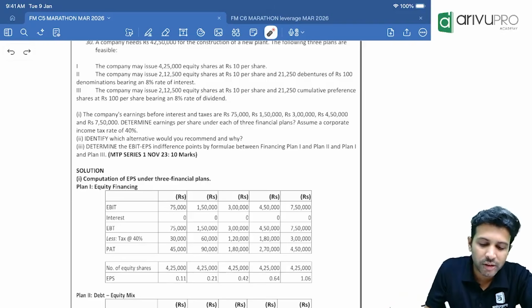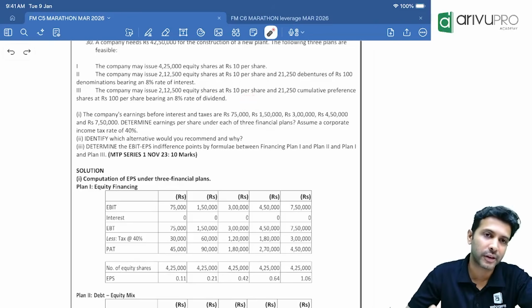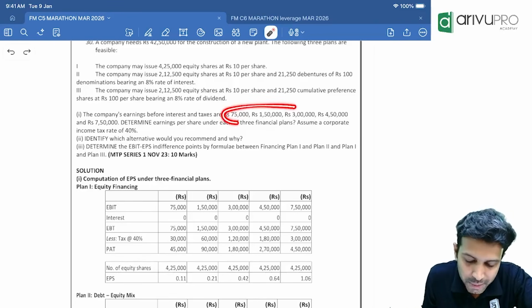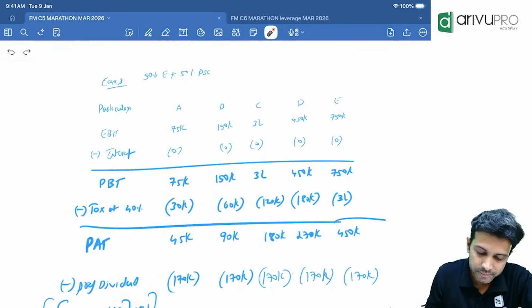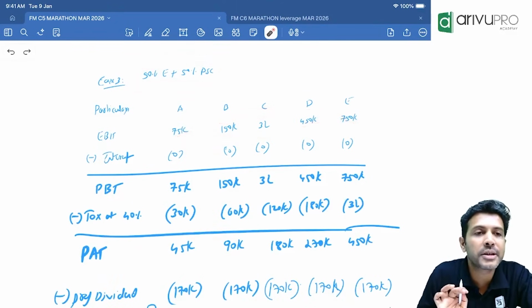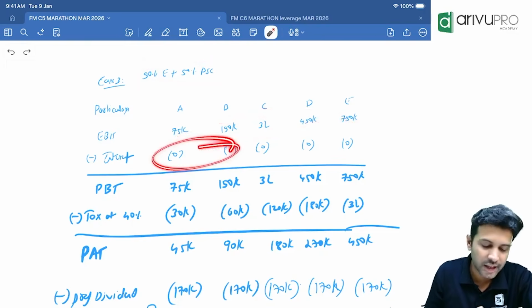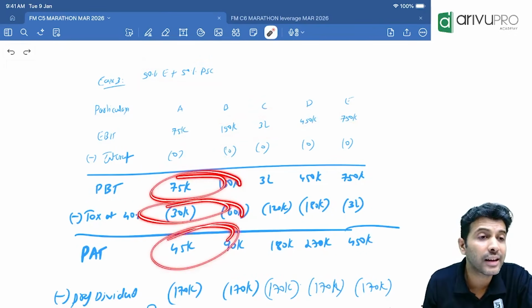So third plan, what is the third plan? 50% equity, 50% preference shares. And each year's EPS same or different? Different. I've copy pasted this. This is your EBIT given. What sort of plan is this again? 50% equity, 50% preference shares. So interest is there? No. You get PBT. From PBT, if you reduce tax, you will get PAT.